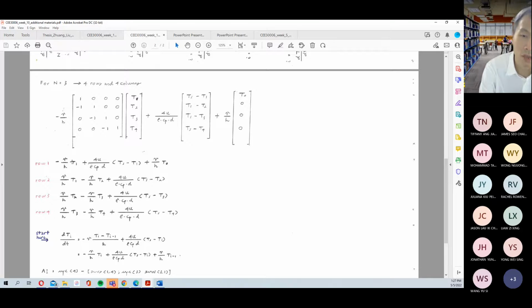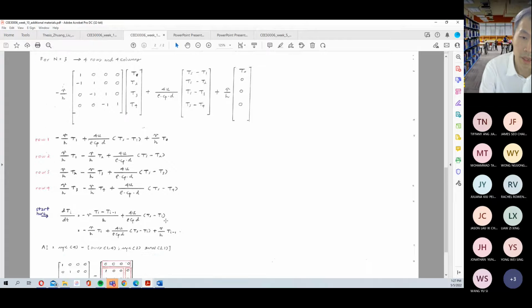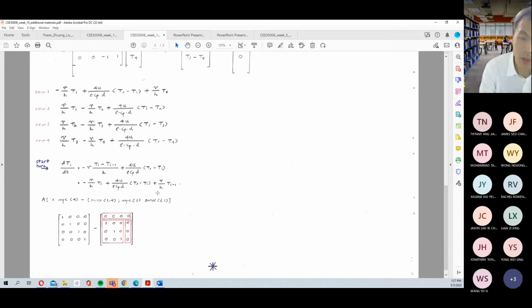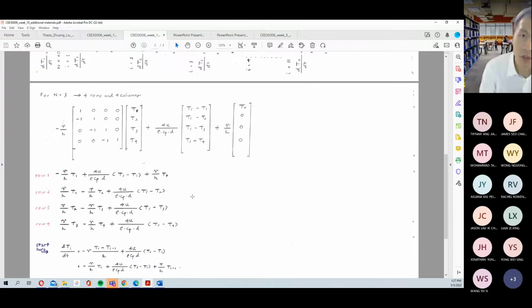So each ordinary differential equation for each individual grid point in here. Okay, so you start from here, you will get this one. So what you need to solve is this particular matrix.